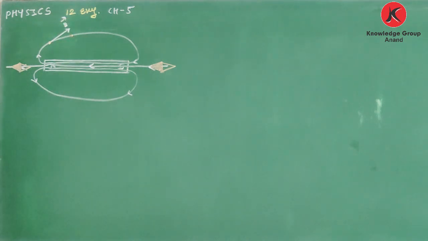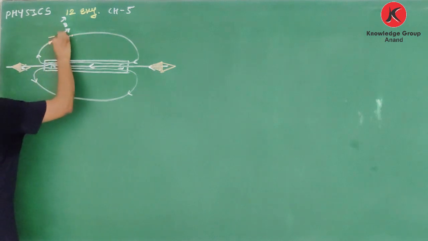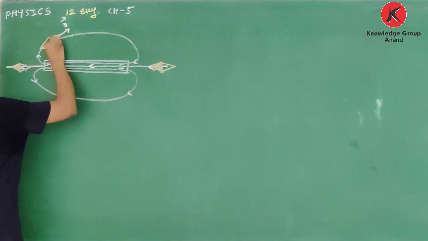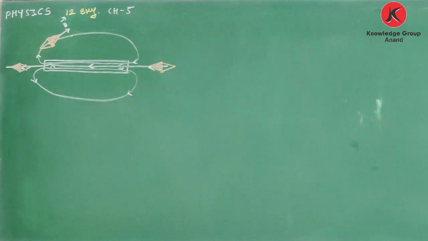So if at this point I place a magnetic needle, that magnetic needle will align like this. Clear? Is this magnetic needle in the horizontal direction? No. Clear about this?